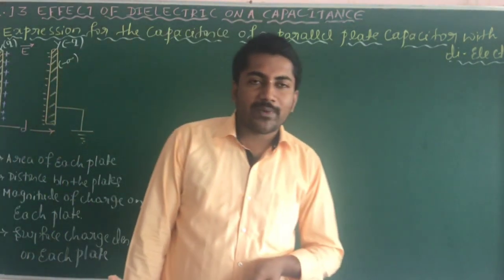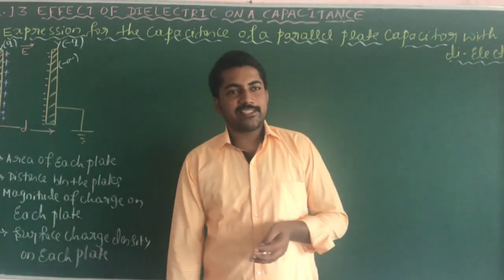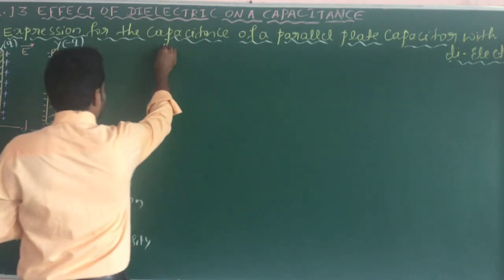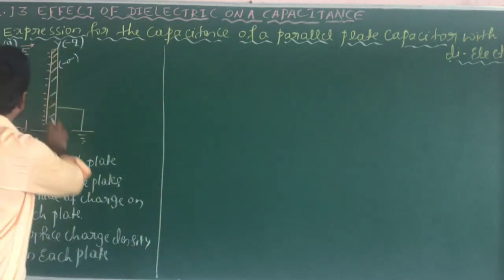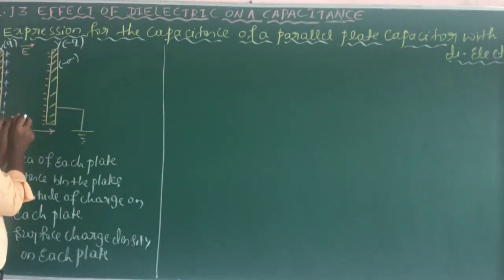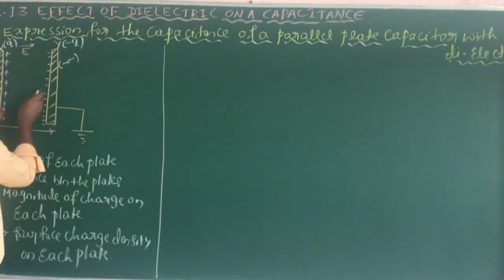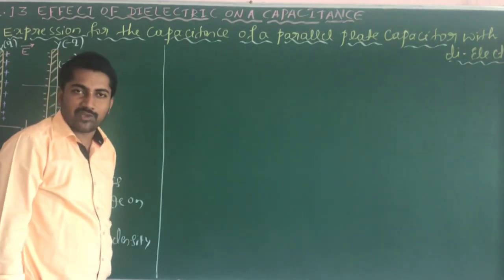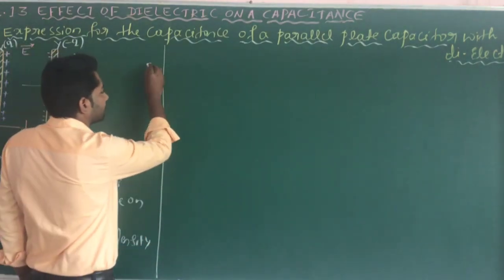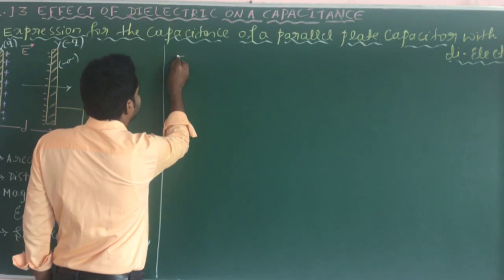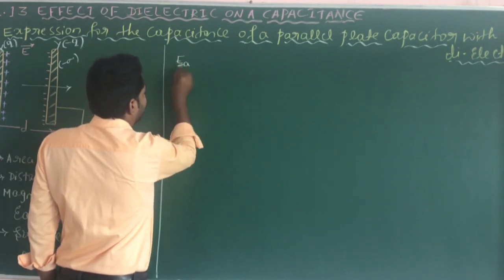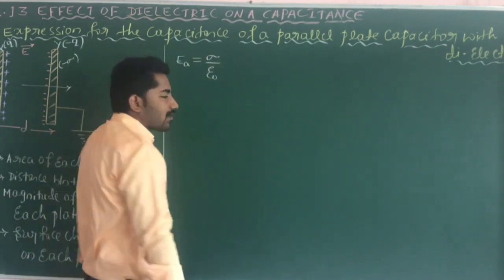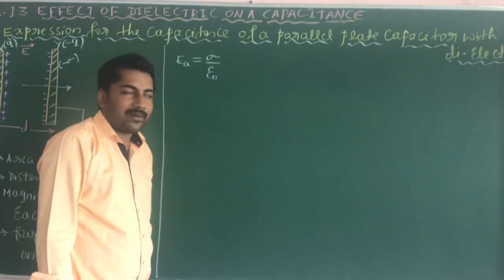The formula for the capacitance of a capacitor is C equals Q divided by V. Initially we consider that the space between these two parallel plates is filled with a vacuum or air. In that condition, the electric field between the two plates in air or vacuum is E equals sigma divided by epsilon naught.